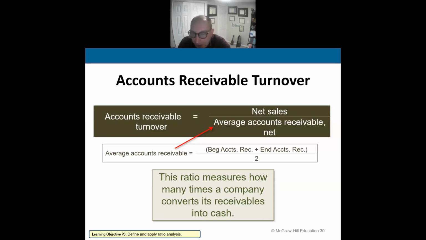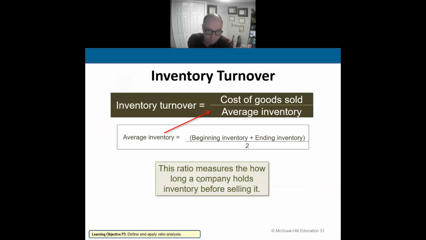Remember, when you hear the word average, the easiest way to figure it out is you take the beginning balance plus the ending balance and divide by 2. That's the same for pretty much any time you see the word average. Okay. It tells us how quickly I can convert that receivable into cash. How quick am I going to get paid by my customers?